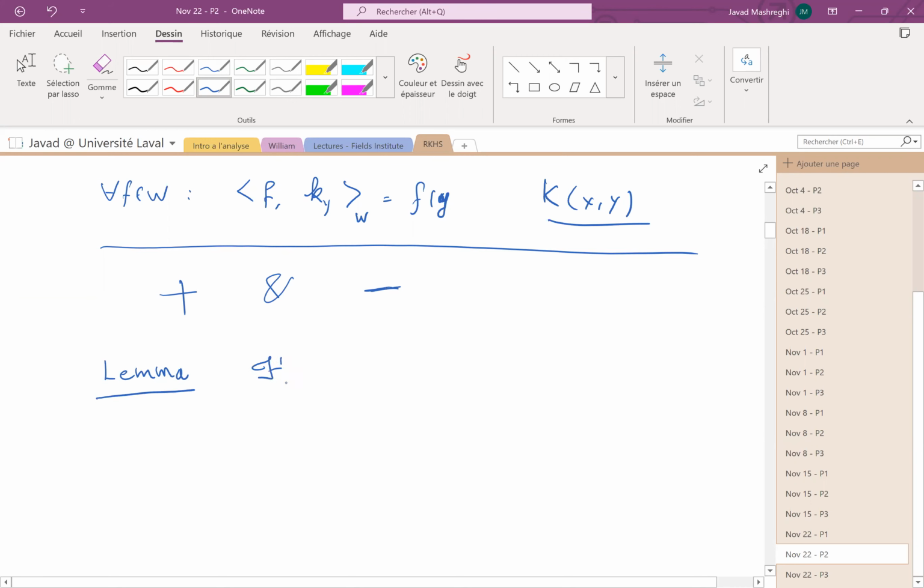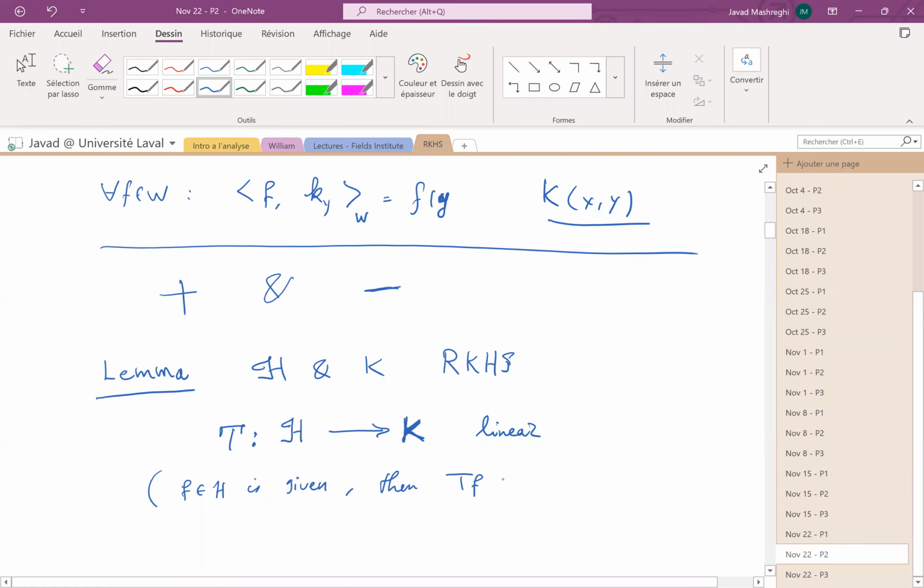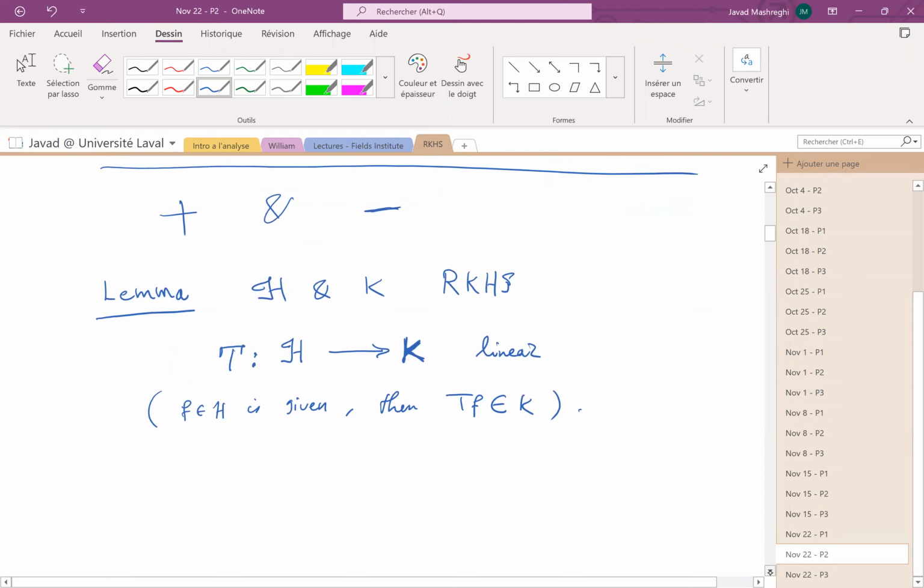Suppose that H and K are given reproducing kernel Hilbert spaces. Both are given, and you have a mapping T defined from H to K. Of course, linear, everything is linear. So just a mapping that is well defined. It means that if f in H is given, then T of f belongs to K. So it seems nothing extraordinary up to here.